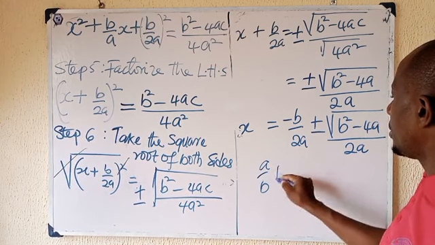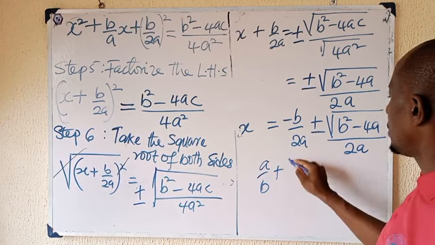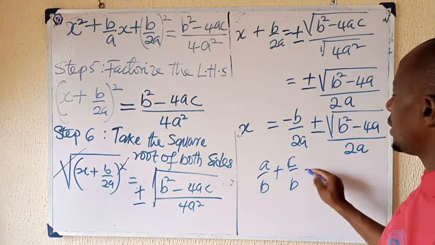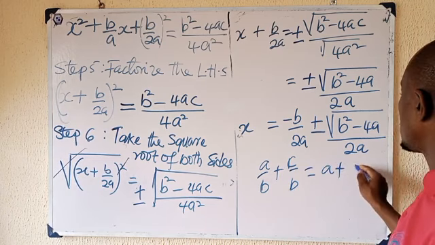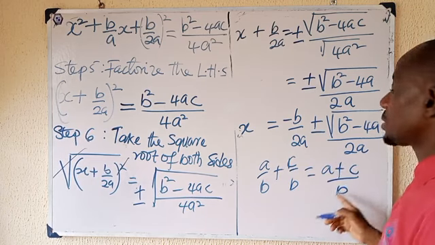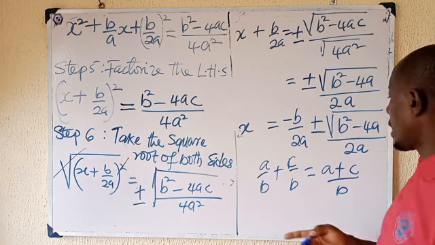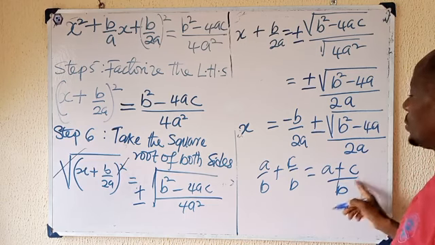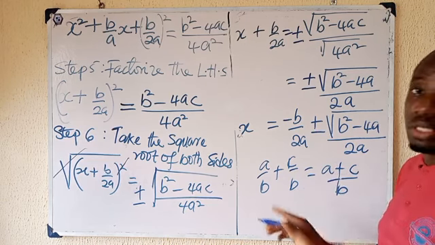If you have a over b plus c over b, is the same thing as a plus c over what? B. Yes, they are the same, right? So if you divide this, you can move to this. So you can move from this to this, it doesn't matter.